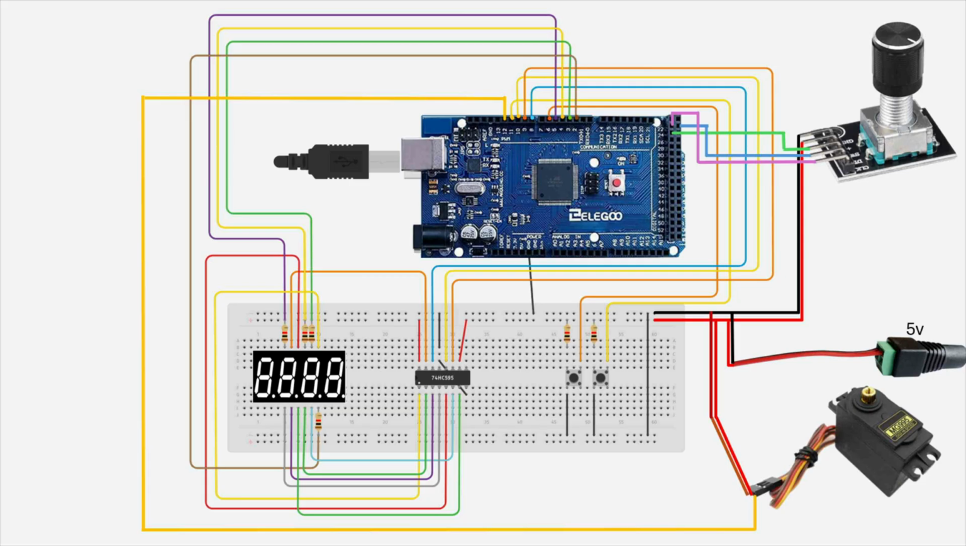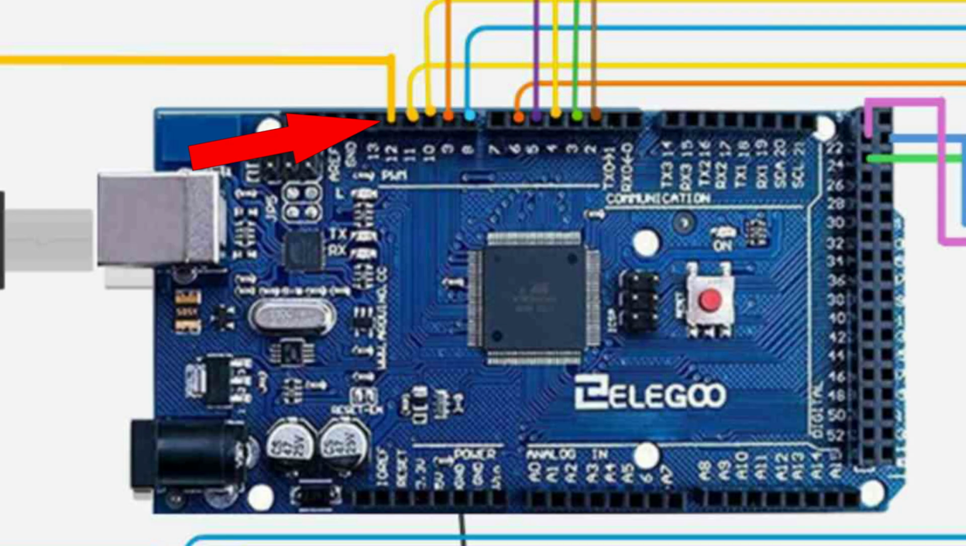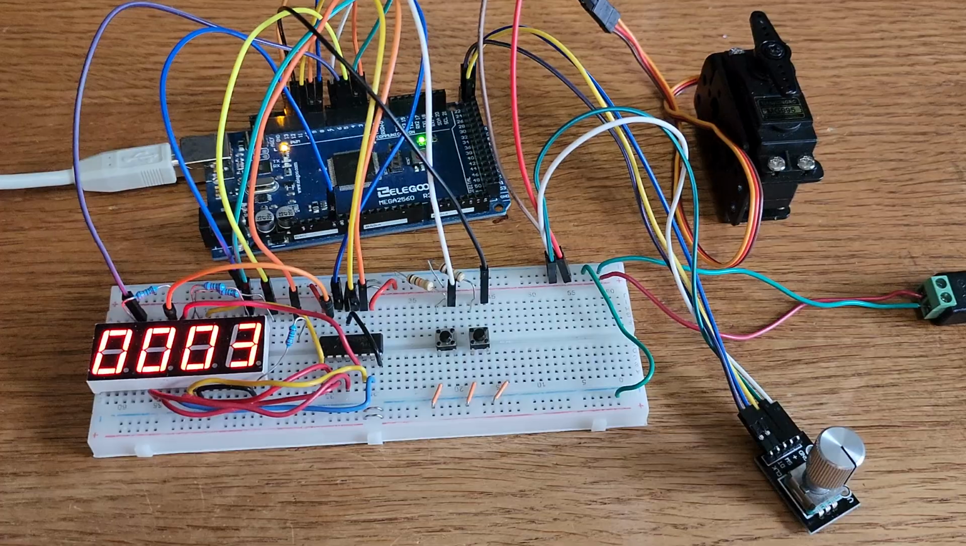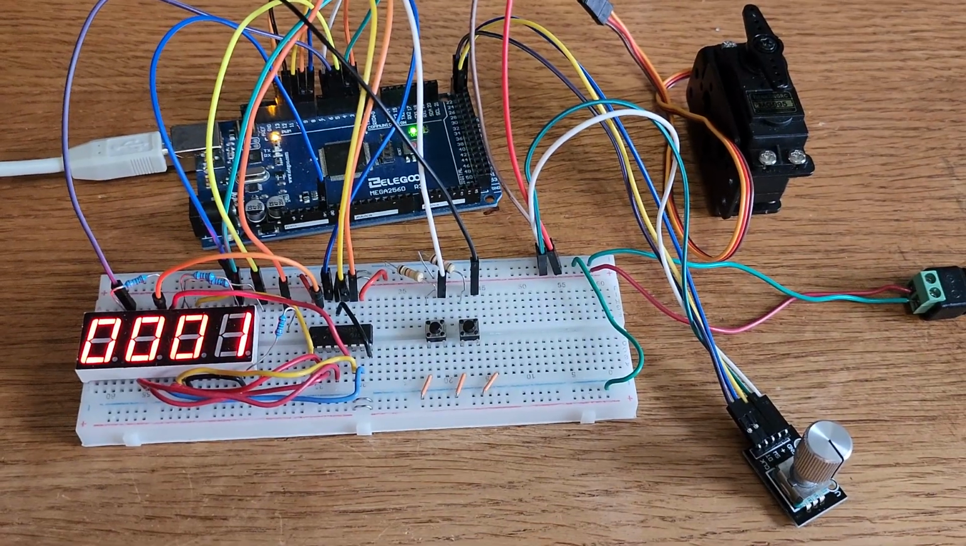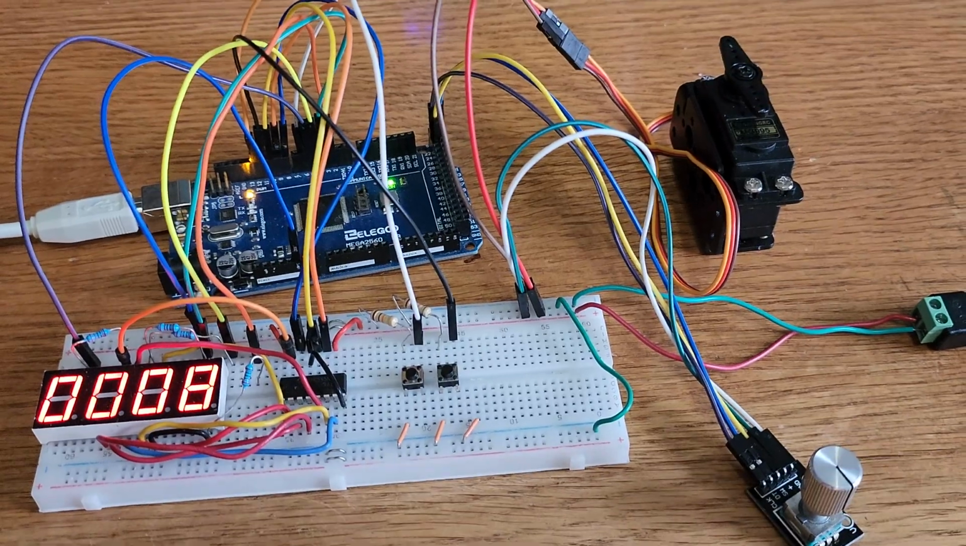The servo motor has three pins. The red and brown pin are connected to 5 volt and ground of the breadboard. The signal pin is the yellow pin or orange pin, and it's connected to pin 12 of the Arduino. Once the timer hits zero, the servo motor is activated, then I use the rotary encoder button to reset it to the previous time I set, just like that.